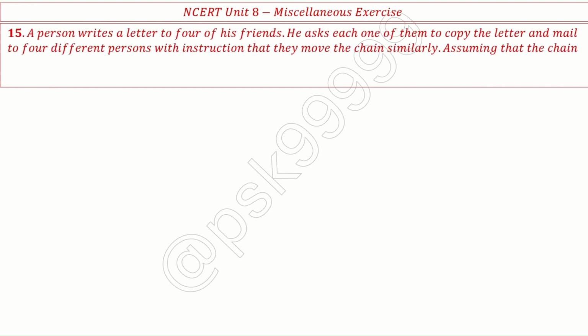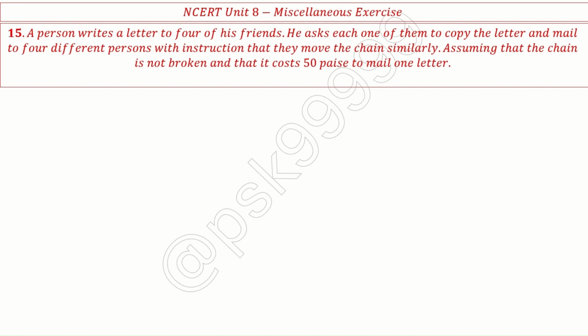A person writes a letter to four of his friends. He asks each of them to copy the letter and mail it to four different persons with instructions that they move the chain similarly. Basically, it's a chain mail. The first person writes to four persons and each person will write to another four. So the chain will keep going on. So this is clearly a geometric progression, which starts with four, and then you multiply by four. The common ratio is four.